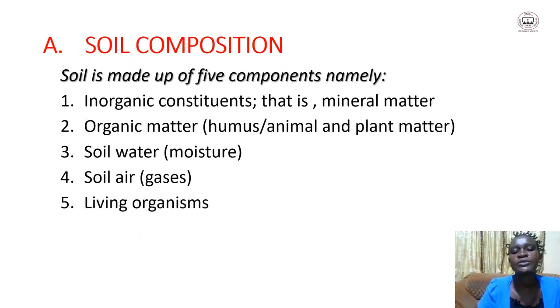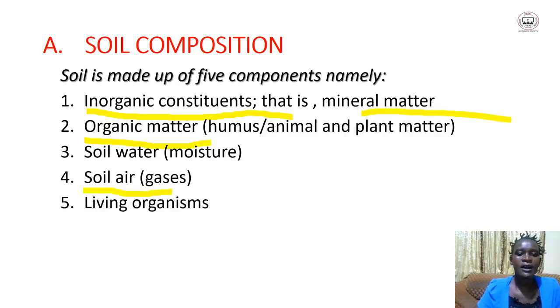On soil composition, the soil itself is made up of 5 main components, and these components are inorganic constituents, sometimes we call it mineral matter. Apart from that, it is also made up of organic matter, also soil water, as well as soil air, not forgetting living organisms. So we are going to discuss in details under each component of soil. We're going to do some experiments just to prove that the soil is made up of each component we have just mentioned.